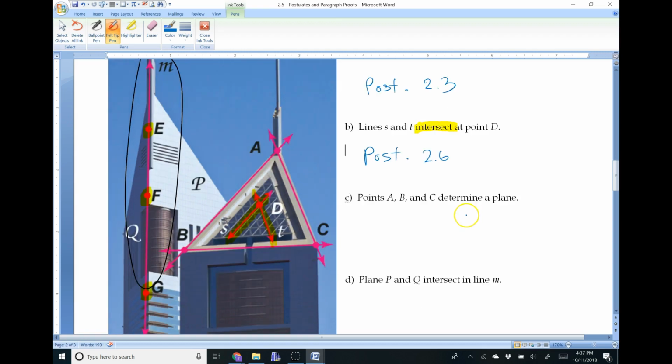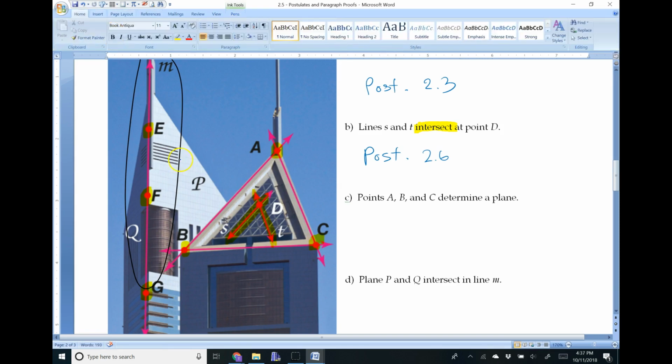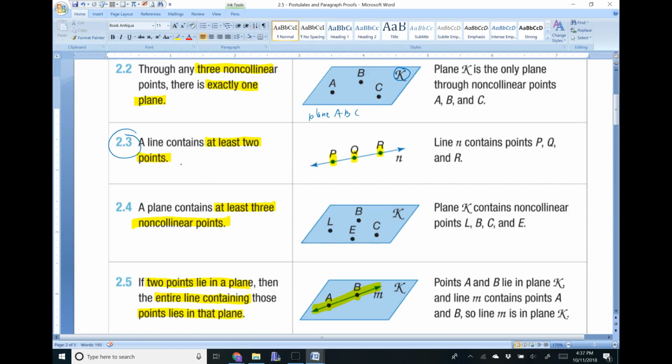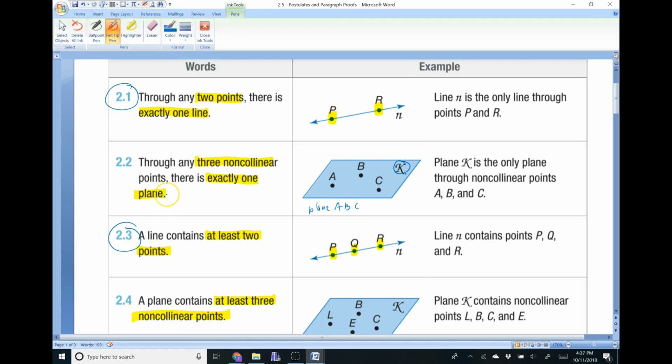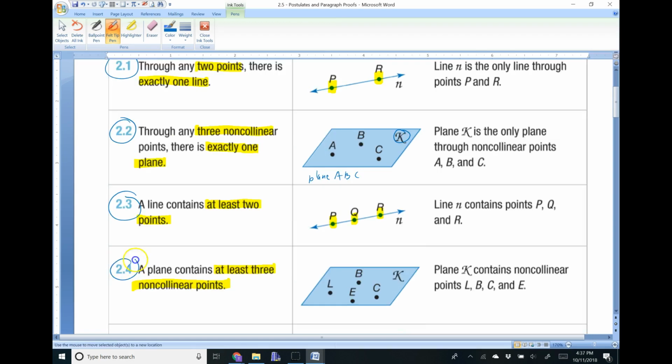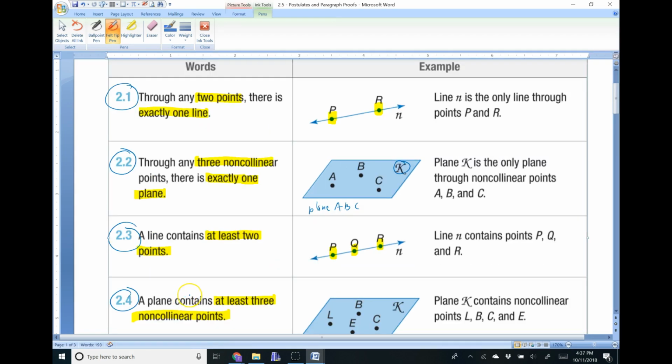Next one here, points A, B, C determine a plane. So let's figure out which one is talking about a plane here. Let's look back at our postulates and see which one is talking about planes, right? And 3 points. So 2.2 is talking about a plane and exactly 3 points. Okay. 2.4 is talking about a plane and 3 points or more. But right now we're only dealing with exactly 3 points. So the winner here is postulate 2.2.